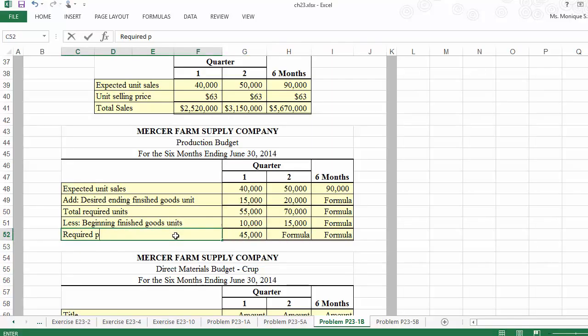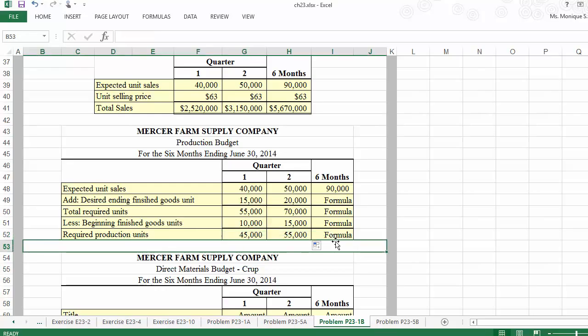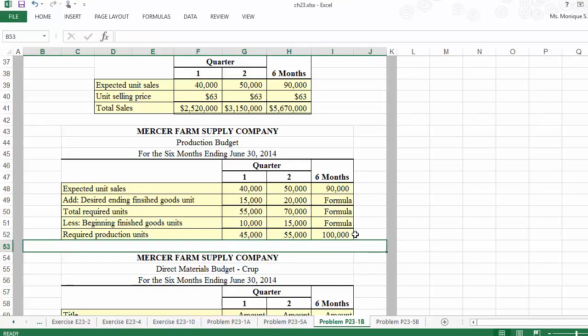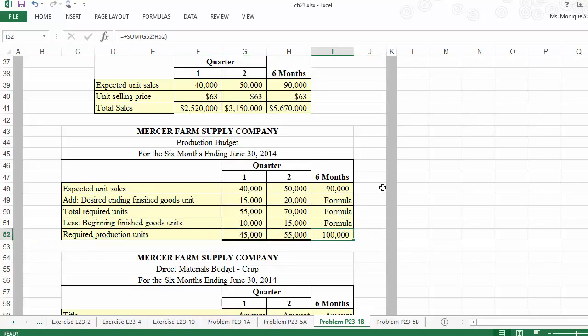required production units. And we'll call the second one the same, which is required production units for the second quarter. And I'm just going to copy the formula over here and simply put, that's the 70,000 minus the 15. That's where we got the 55 from. So in total, if you just add up these amounts, the 45 and the 55, we get a total number of units of 100,000 units.